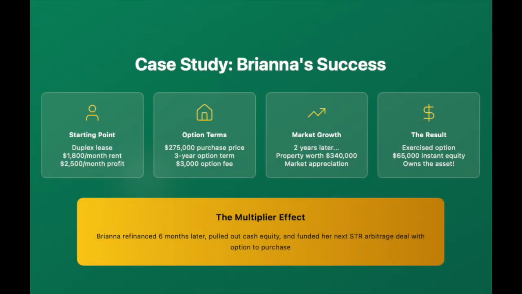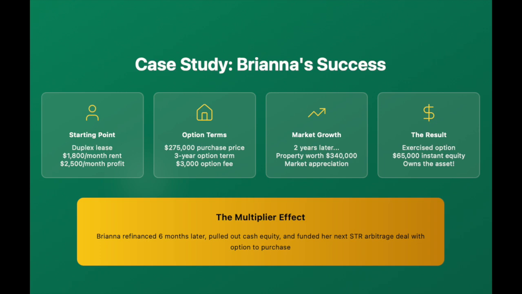Right. And they illustrate this with a case study. They do. It's called Brianna Builds Wealth with an Option in the material. Okay, Brianna. Let's hear her story based on the source. All right, so Brianna starts out leasing a duplex. Rent is $1,800 a month. Standard lease. She gets in there, sets up her STR arbitrage business, and does well. The source says she's netting about $2,500 a month in profit from the Airbnb operation. Nice cash flow. Better than just breaking even.